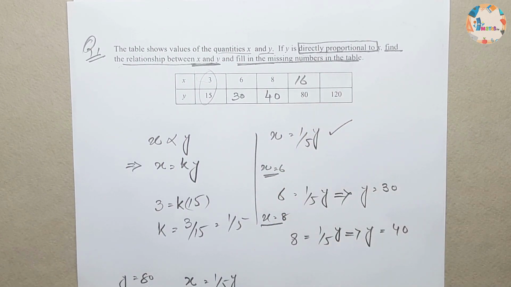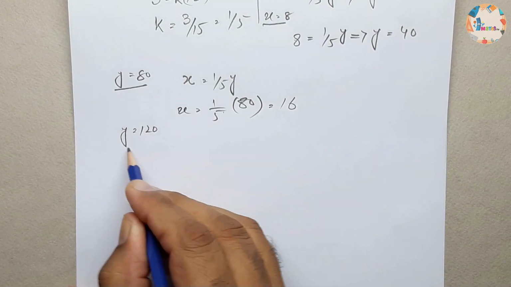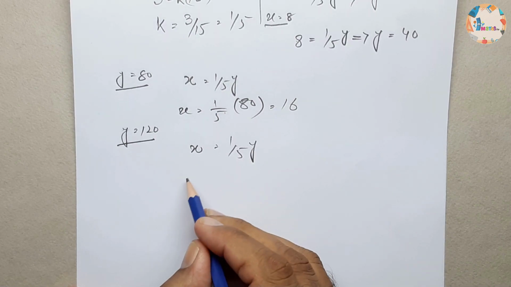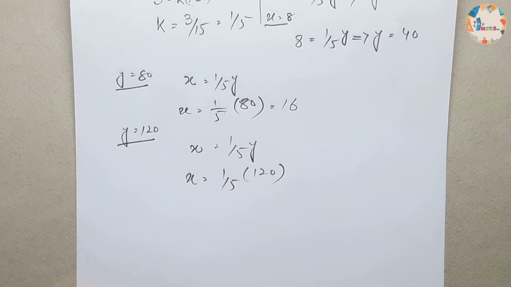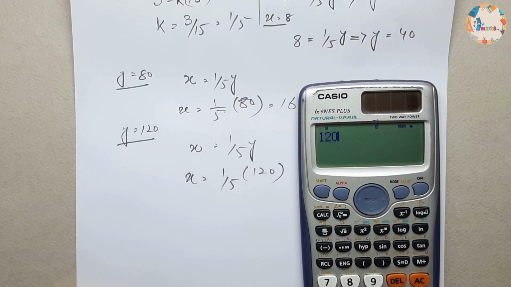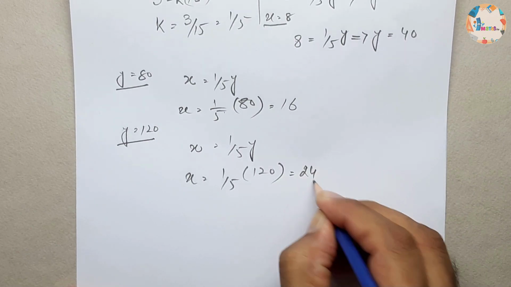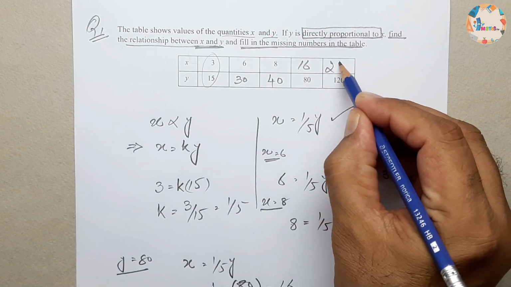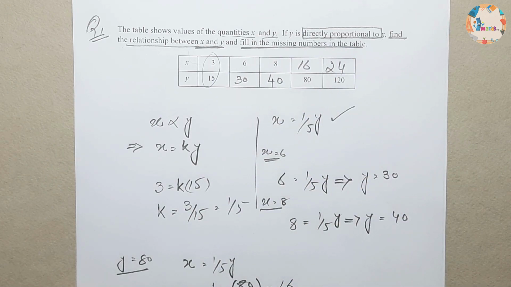Next y value is 120. So for y is equal to 120, again we'll be using the same equation. X is equal to 1 over 5 y. So x will be equal to 1 over 5 into 120, and using a calculator we can find 120 divided by 5 will be equal to 24. So this answer will be 24. Now after filling this in, we have done both the wanted tasks in question 1, and in this way we'll get the maximum marks for this question.